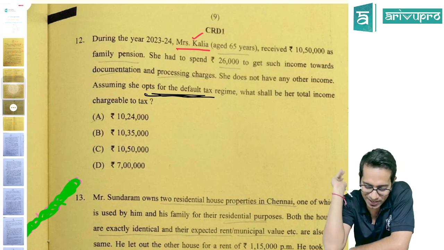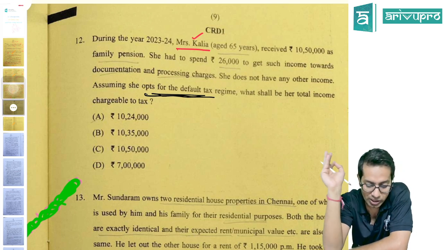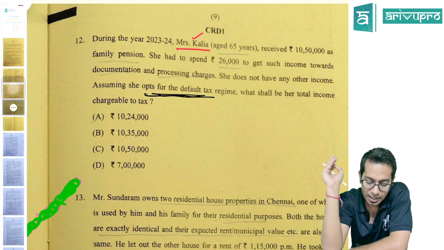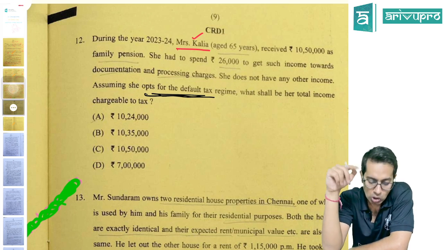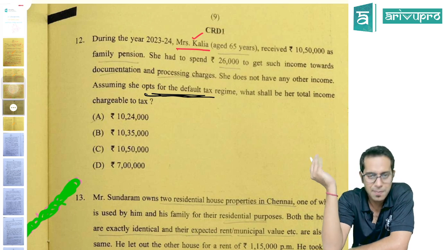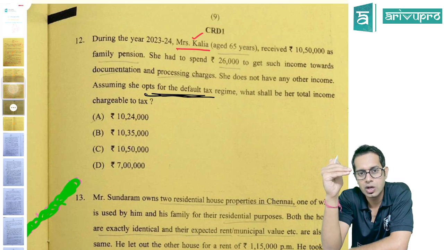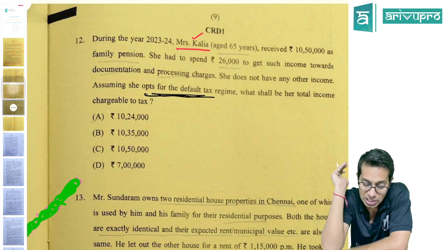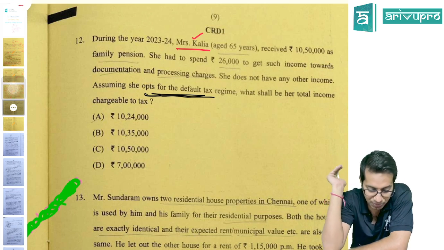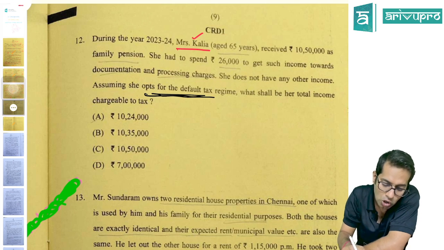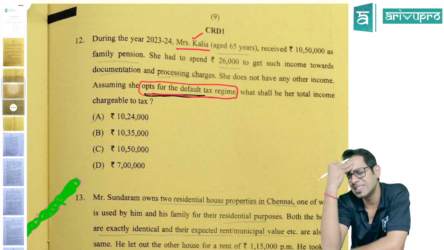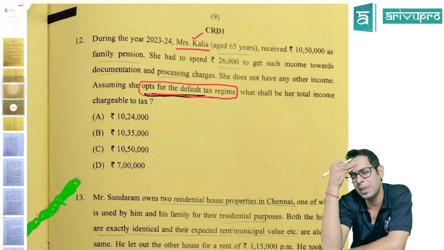Mrs. Kalia, a 65-year-old lady, received 10,50,000 as family pension. She had to spend 26,000 to get such income towards documentation and processing. This is a time pass, because in case of family pension, 15,000 rupees or 1/3 of the pension, whichever is less, will be allowed as deduction. She does not have any other income. Assuming she opts for default tax regime, here also there is a problem. Whenever there is this default tax regime, a lot of benefit will be taken by the government.